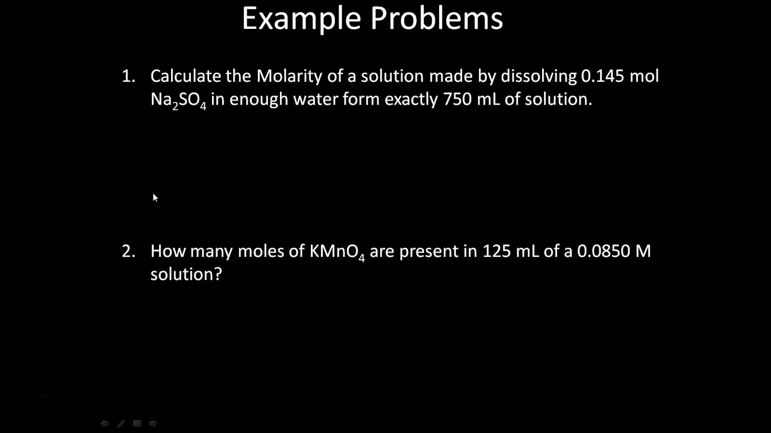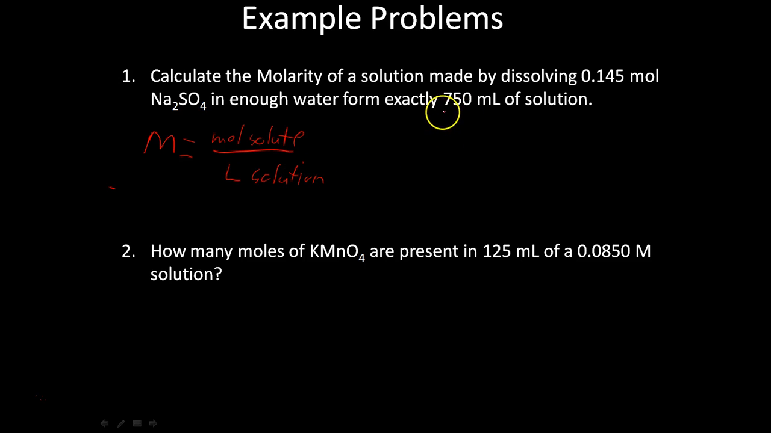So let's go ahead and practice dilutions and calculating molarity for solutions. Notice this first problem here. Calculate the molarity of a solution made by dissolving 0.145 moles sodium sulfate in water to form exactly 750 milliliters of solution. So we've got to recall what the unit of molarity is. Big M has units of moles of solute per liter of solution.